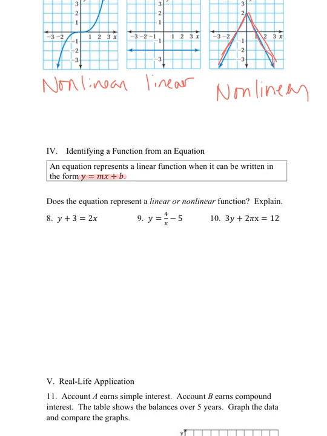You just subtract 3 from both sides, and you're going to have y equals 2x minus 3. Yes, that's in the slope-intercept form. So therefore, this one is linear because it's in slope-intercept form.